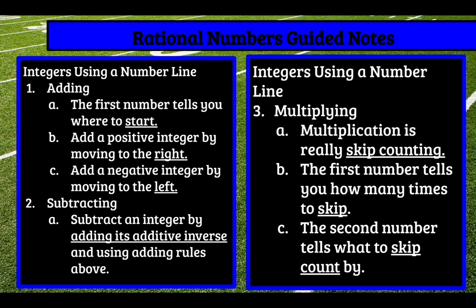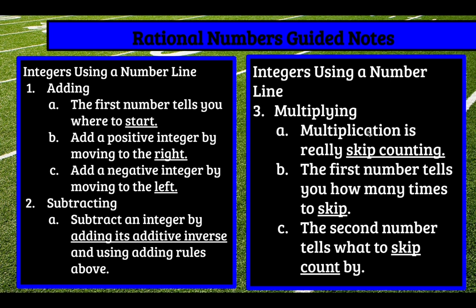So integers using a number line. Picture a number line. When you're adding integers, the first number tells you where to start. When you add a positive integer, you move to the right. When you're adding a negative integer, you move to the left. So positive goes to the right and negative goes to the left. When you are subtracting integers, you subtract by adding its additive inverse. If you wouldn't mind writing off to the side here, add the opposite. You're going to hear me say that quite a bit, add the opposite.